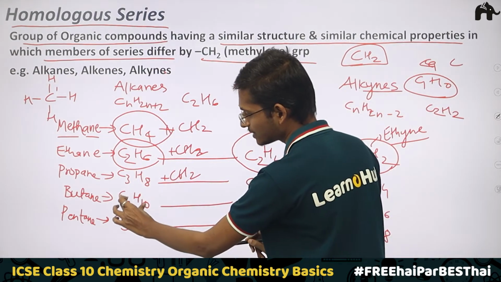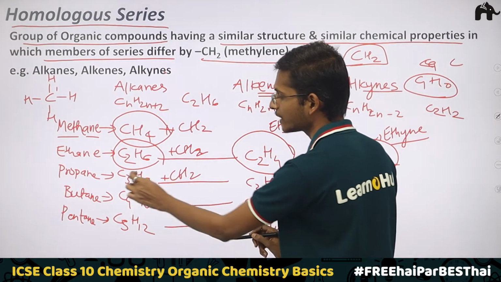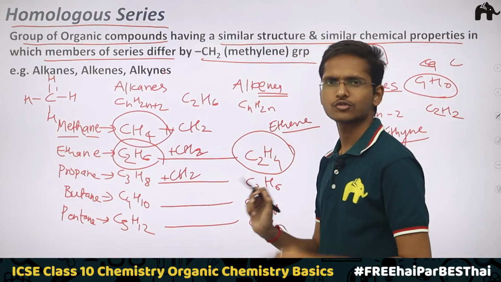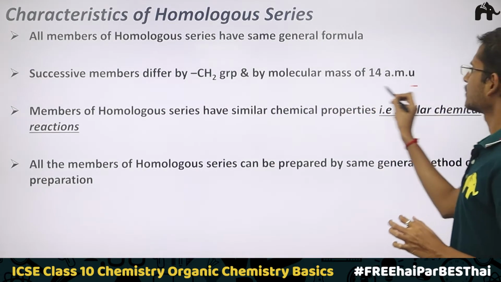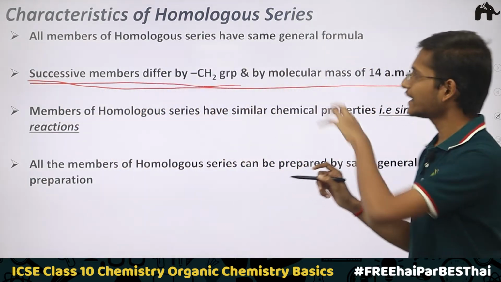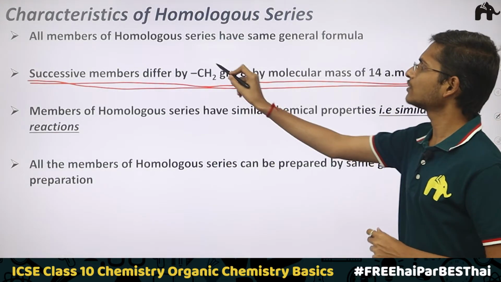If I take C4H10 and subtract a CH2 group, I get C3H8. So they differ from each other by a methylene group. Very simple, right? So this is the characteristic: successive members differ by a CH2 group, and by a molecular mass of 14 atomic mass units. This is related to this only.